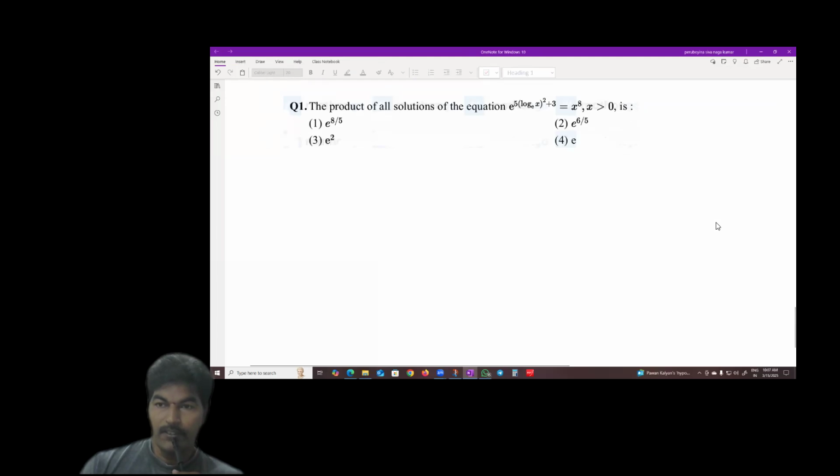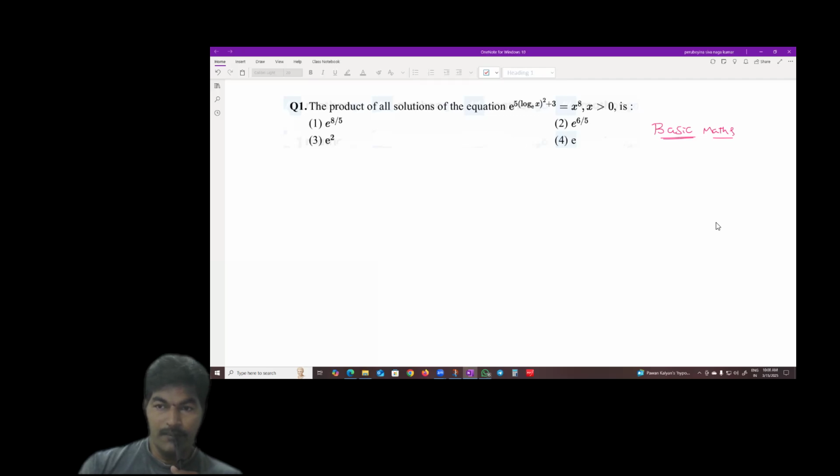The present we are doing 2025 January session, all papers, all shift papers, topic wise. This problem belongs to basic mathematics. So every year we can see a problem from the basic mathematics topic.